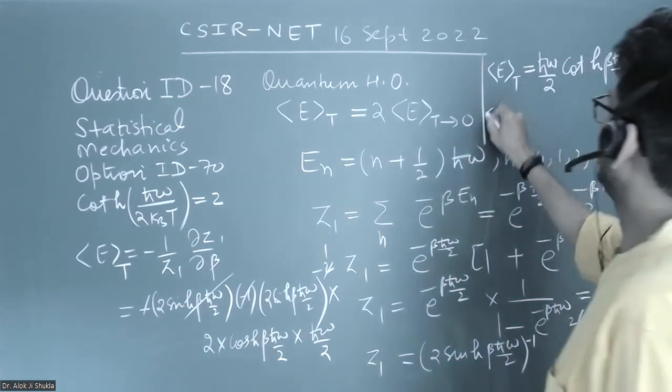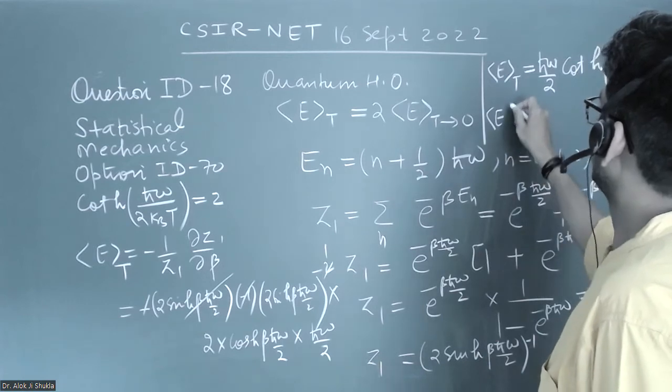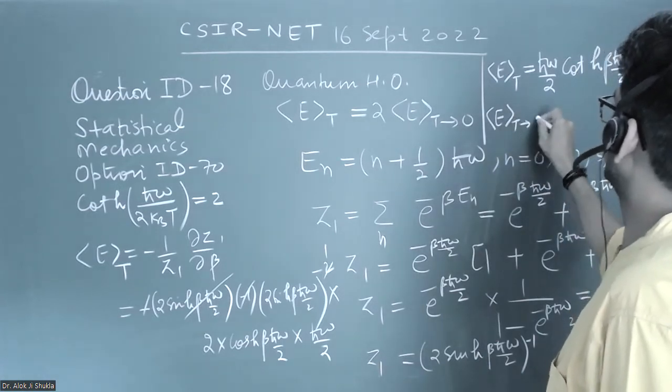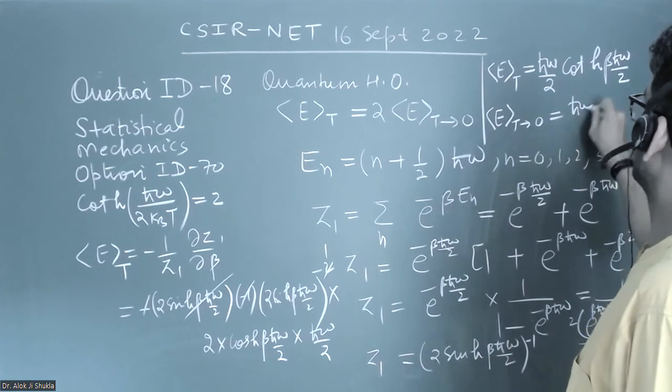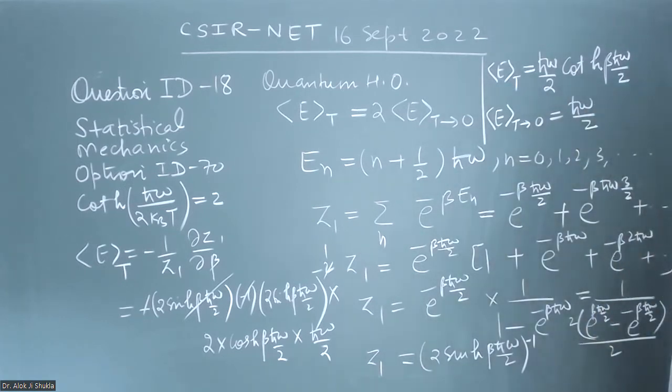Now what will be the limiting value? If I calculate E(T) at T equal to 0, I will get h cut omega by 2, because the limiting value of coth of h cut omega by 2 kBT, because beta is equal to 1 upon kBT. So the limiting value will become h cut omega by 2. And now if you compare, let us compare it.